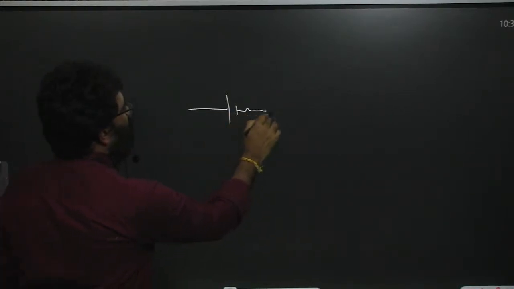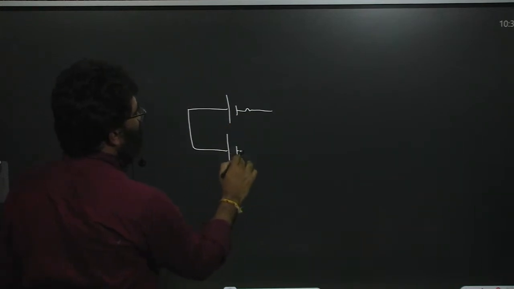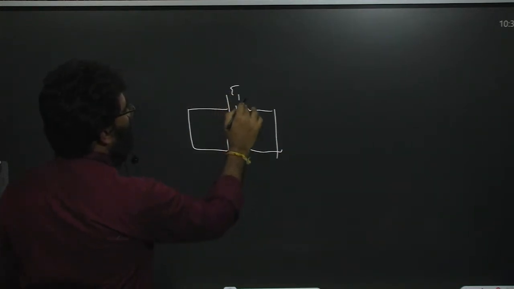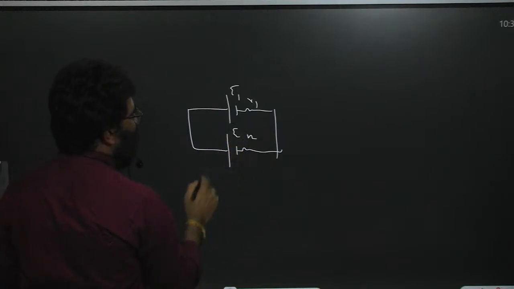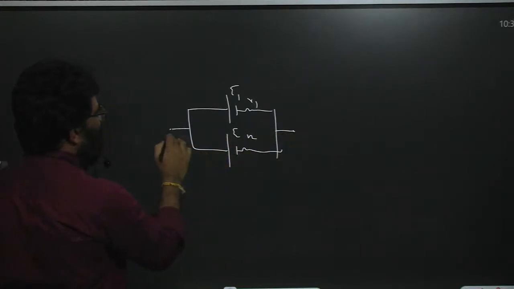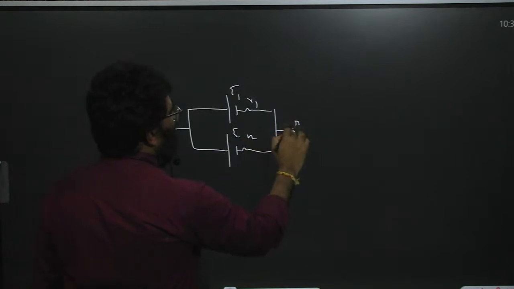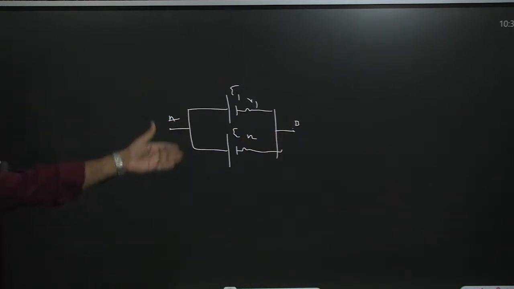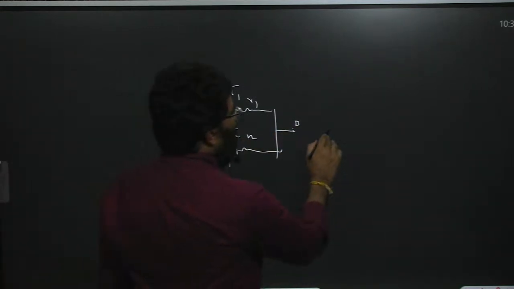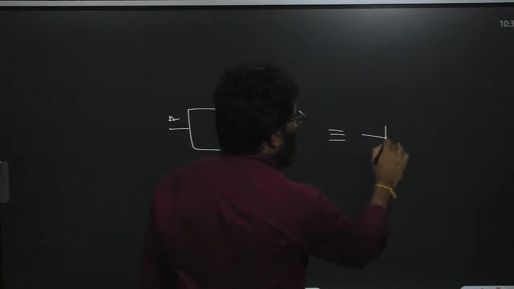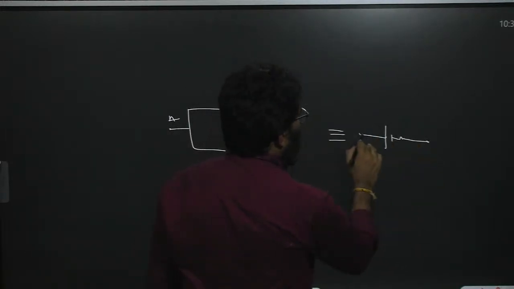Next, when two batteries are connected in parallel, E1, R1, E2, R2, how do we write the potential difference between A and B? We can replace these two batteries with one single equivalent battery having some internal resistance. A and B, open circuit.